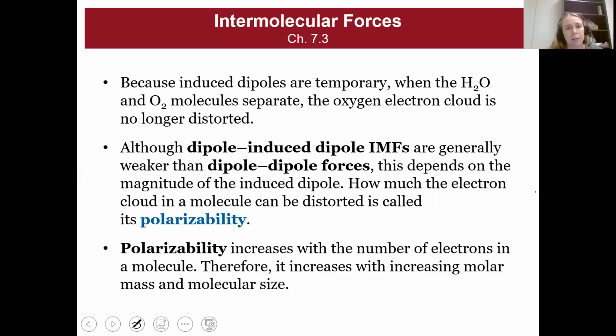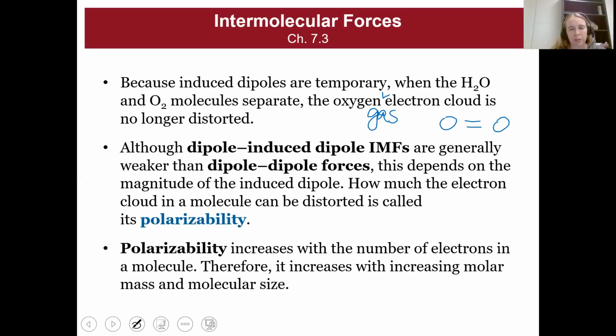All right, because induced dipoles are temporary, when the H2O and O2 molecules separate, the oxygen gas electron cloud is no longer distorted, and we go back to having no dipole and our electrons equally shared between the two oxygen atoms. All right, so we get rid of it when the interaction is no longer happening. It's a fleeting intermolecular force. Because of that, they're generally weaker than dipole-dipole forces, but this depends on the magnitude of the induced dipole.